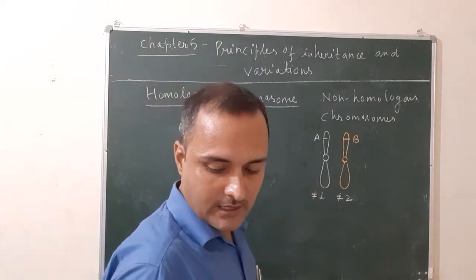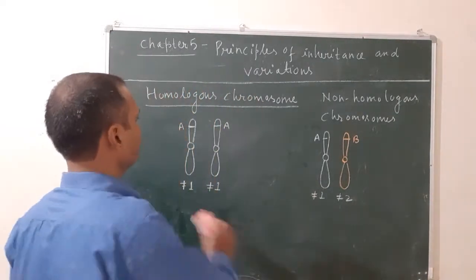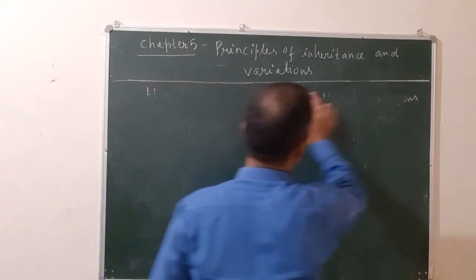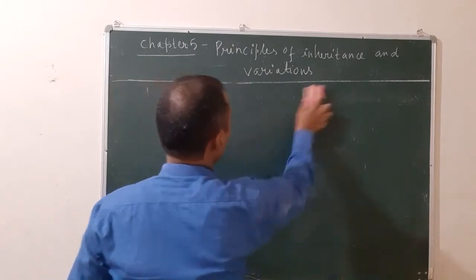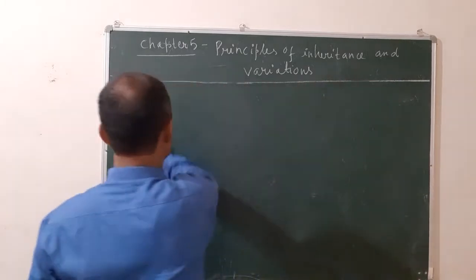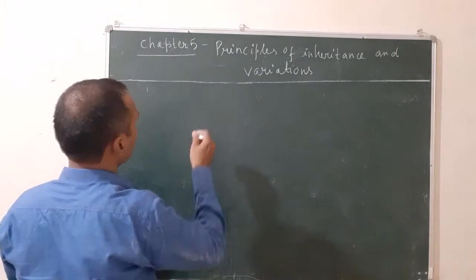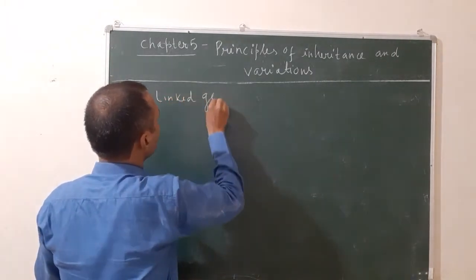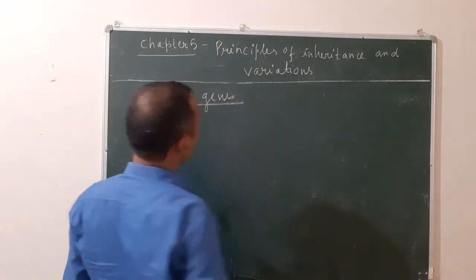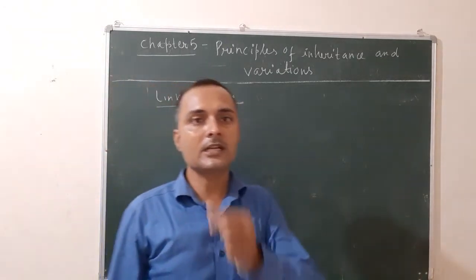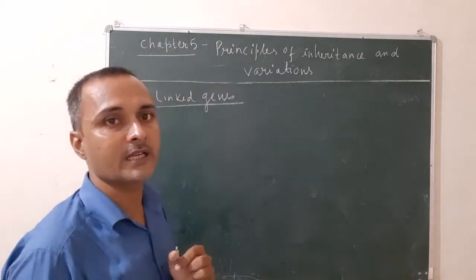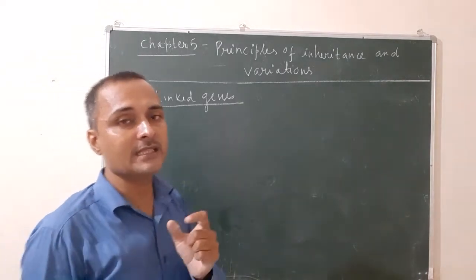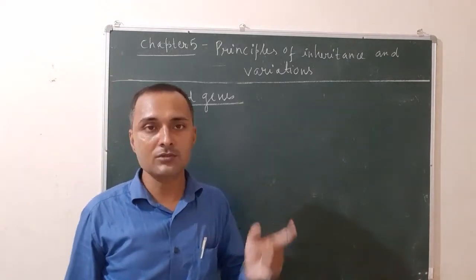Let us see linked and unlinked genes. Third is linked and unlinked genes. Linked genes: the genes that are present on homologous chromosomes and closely located to each other are known as linked genes, and these genes stay together generation to generation.